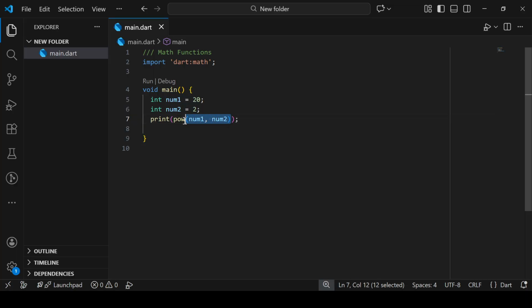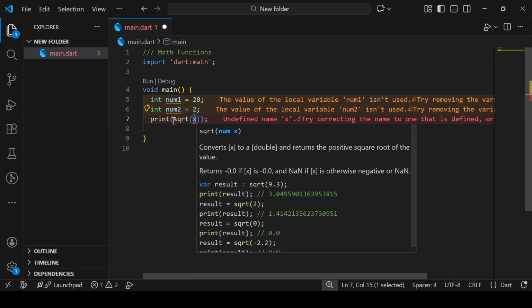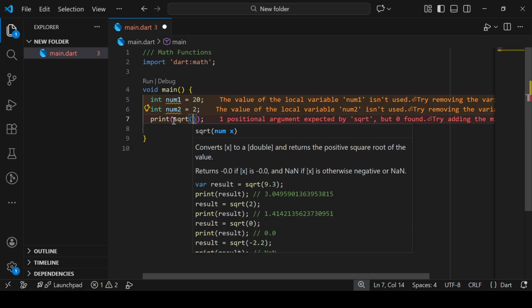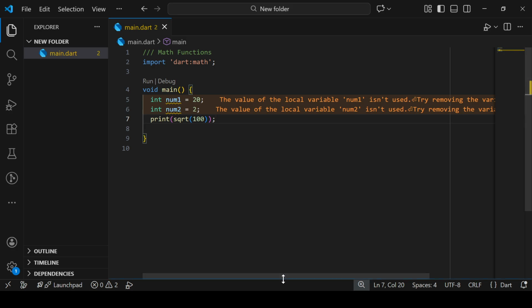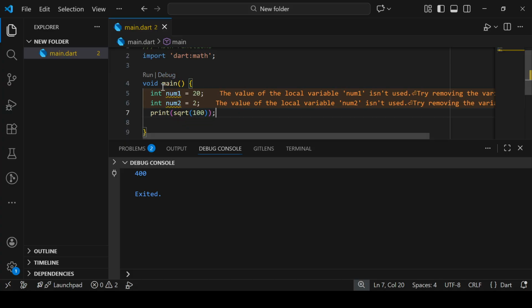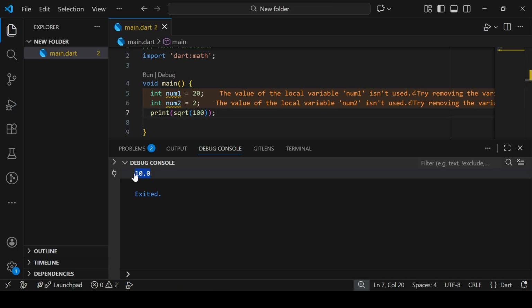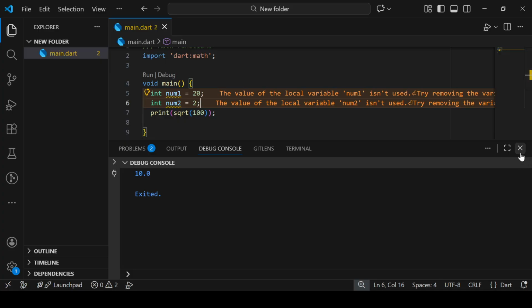The math library also provides square root. If you want to find the square root of any number, you just write it here. It prints the square root of 100. Here you can see 10 is printed, so 10 multiplied by 10 is equal to 100. This is the square root method that the math library provides.